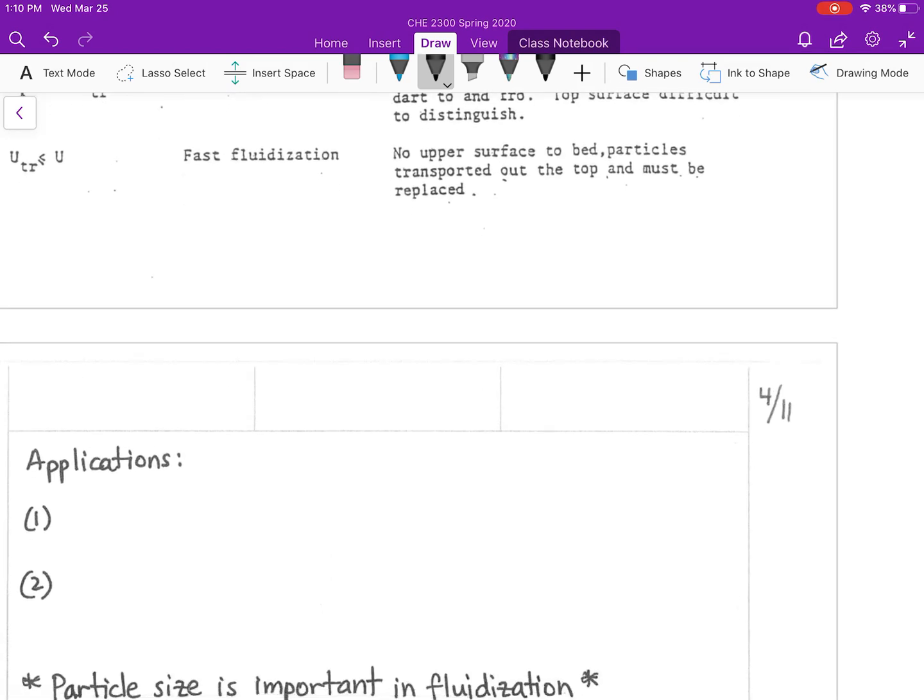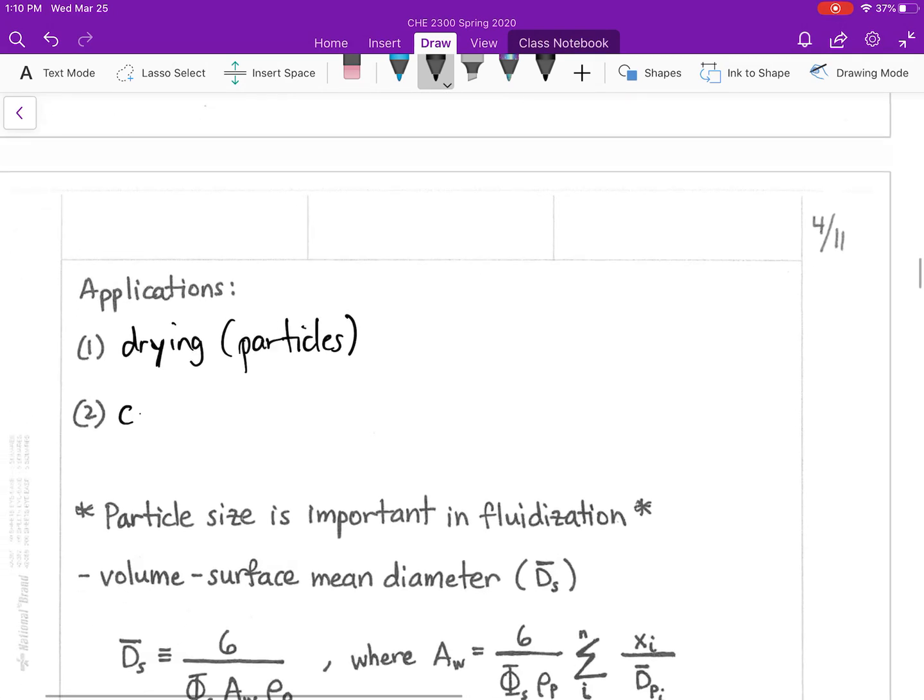What applications might I run into in the chemical industry that involve fluidized beds? One of the most common uses of fluidized beds is simply drying, so drying of particles. And the second is catalysis. And specifically, where you'll run into this most often is in the petroleum industry. And for the petroleum industry, this is referred to as catalytic cracking.